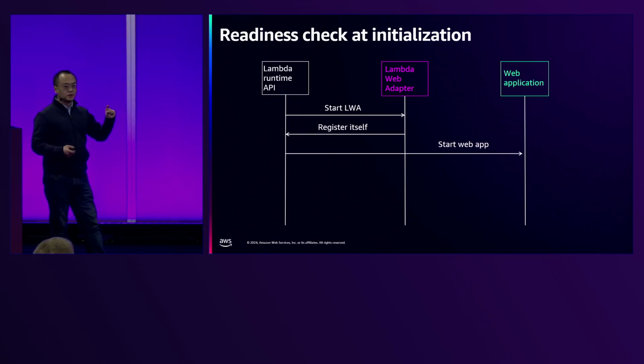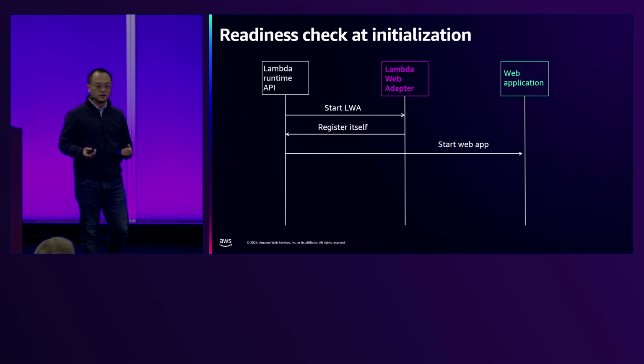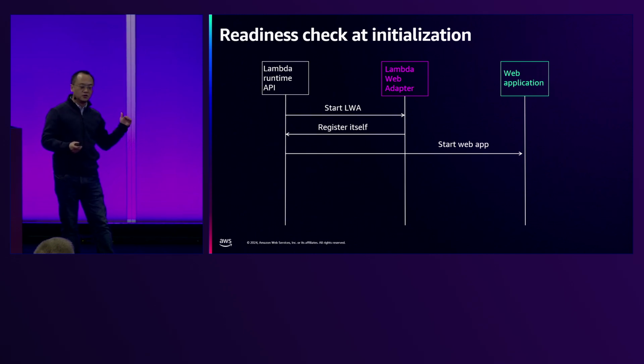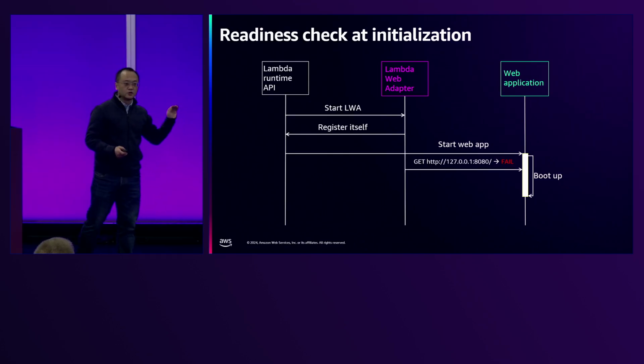But there is one question: how do we know that your web application has already started up and is ready to receive requests? Otherwise, if we finish this initialization phase without ensuring your web application is running, then later on when requests come in, your web application is not ready, and there will be errors to the client. So at this phase, Web Adapter will, by default, send an HTTP GET request to port 8080 at the root path.